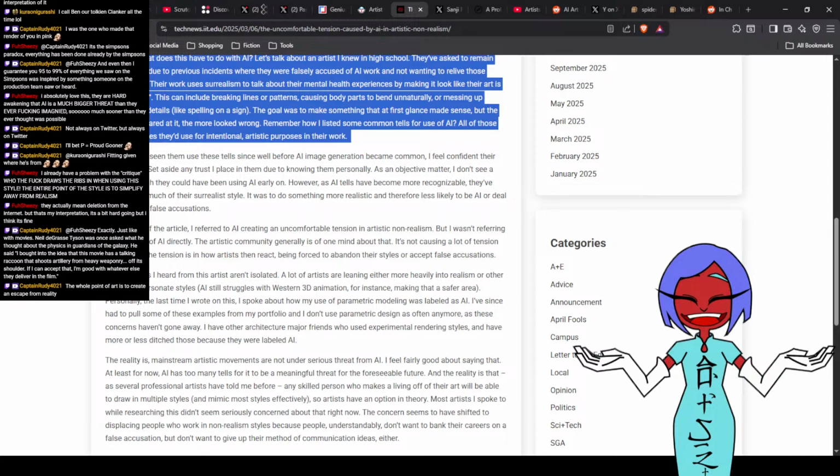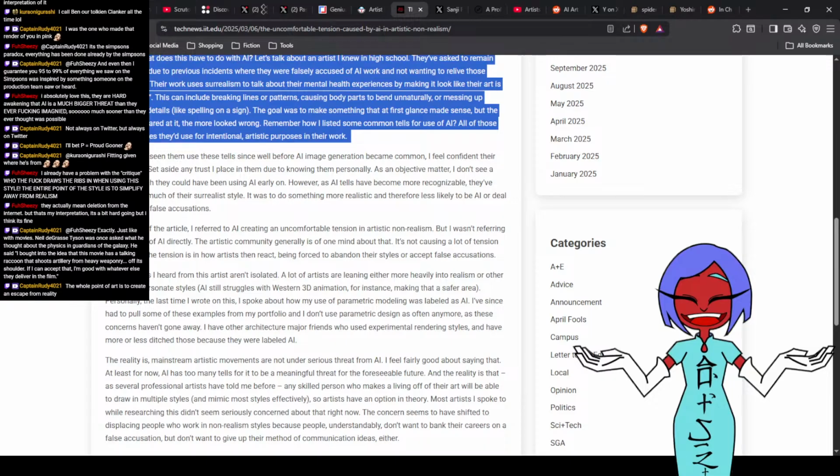Let's talk about an artist I knew in high school. They've asked to remain anonymous due to previous incidents where they were falsely accused of AI work and not wanting to relive those experiences. Their work uses surrealism to talk about their mental health experiences by making it look like their art is falling apart. This is phenomenological, right? So literally about the experience of the conscious mind. So it's not even psychology, it's like phenomenology.